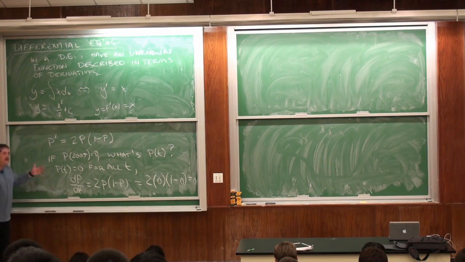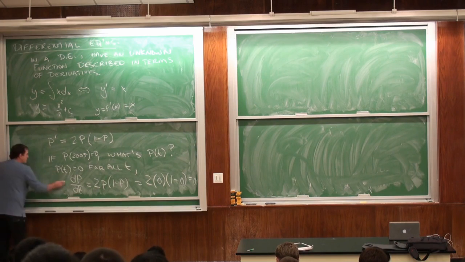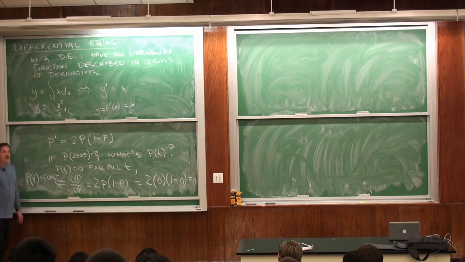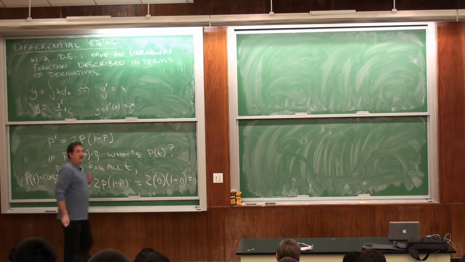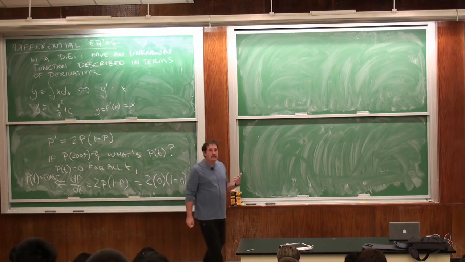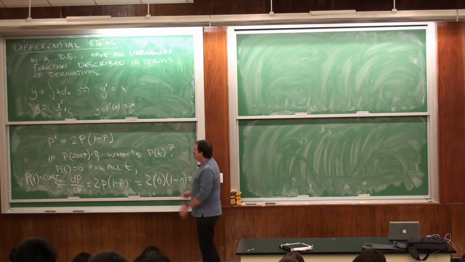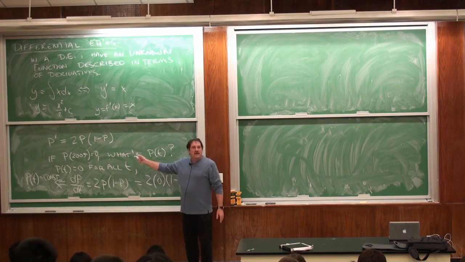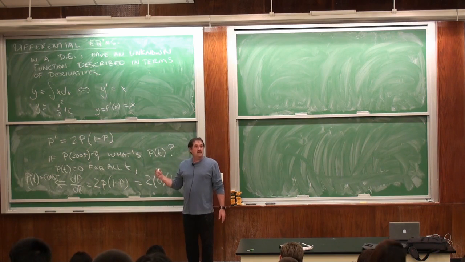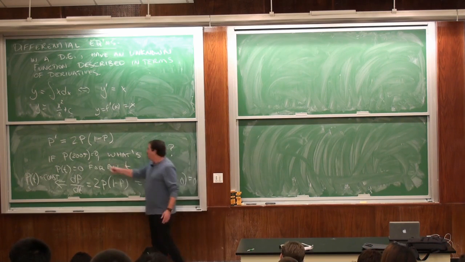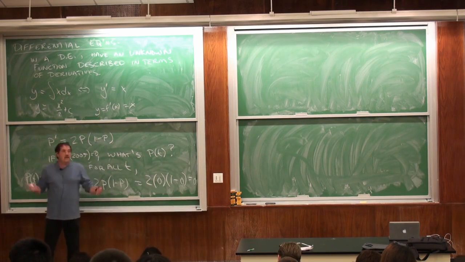So this tells us that p of t is a constant, because the only functions whose derivatives are 0 are constant functions. So it was a constant at 2005, so the population in 2006 is the same as in 2005 because it was a constant. And it's always the same. It was 0 once, so it's always 0.